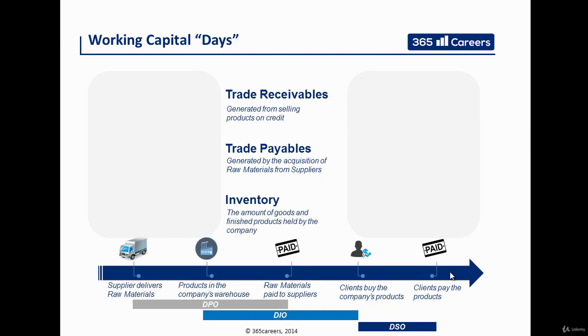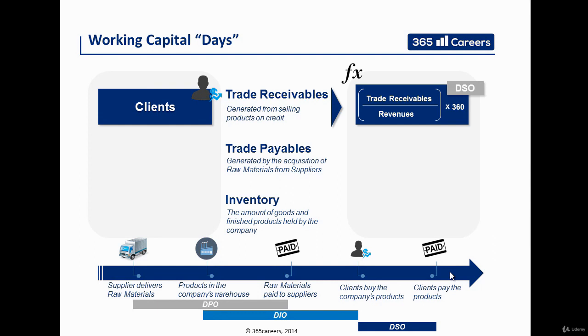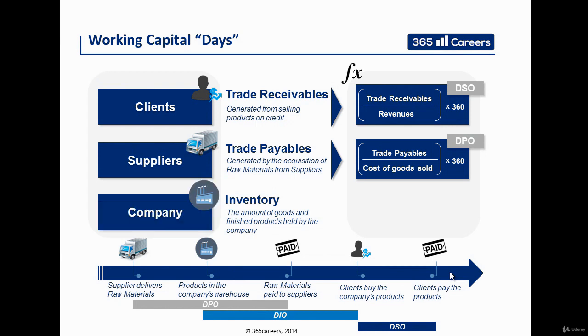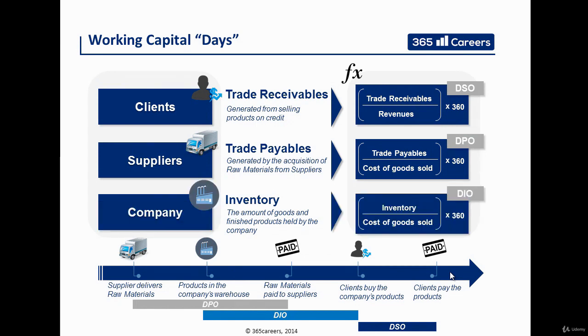Days sales outstanding, DSO, days payable outstanding, DPO, and days inventory outstanding, DIO, are working capital components. DSO is a measure of the average number of days that a company takes to collect revenue after a sale has been made. A low DSO number means that a company needs fewer days in order to collect its accounts receivables. A high DSO number shows that a firm is selling its products to customers on credit and taking longer to collect money.